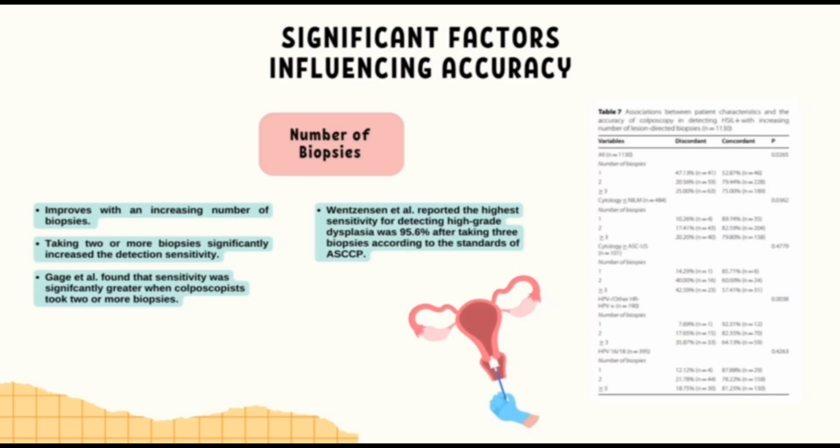However, the sensitivity was notably greater when colposcopists performed 2 or more biopsies. Wensenson et al. reported that the highest sensitivity for detecting high-grade dysplasia was 95.6% after taking 3 biopsies, in accordance with the standards set by the American Society for Colposcopy and Cervical Pathology, ASCCP.